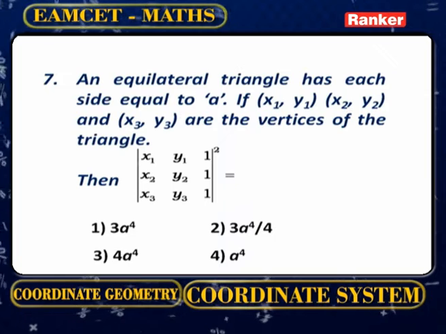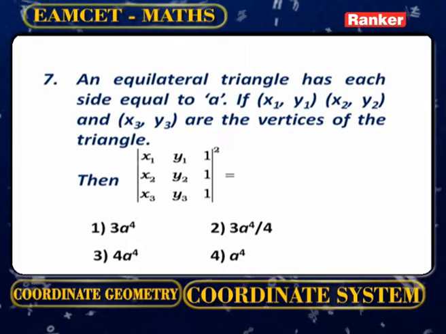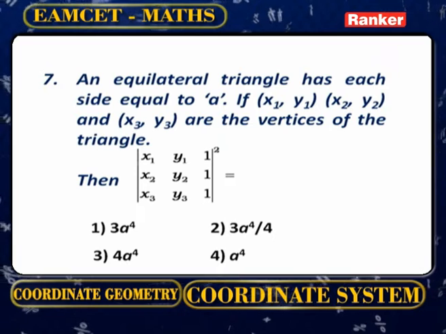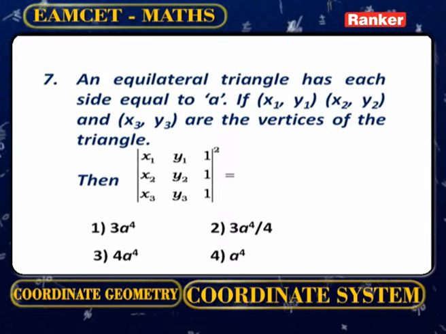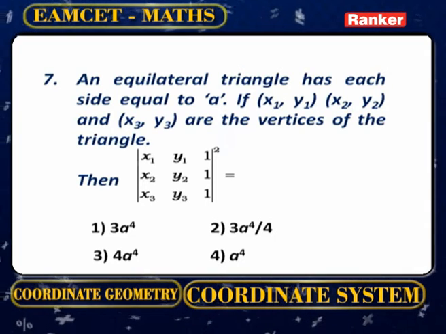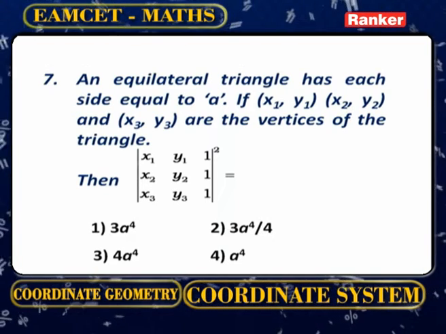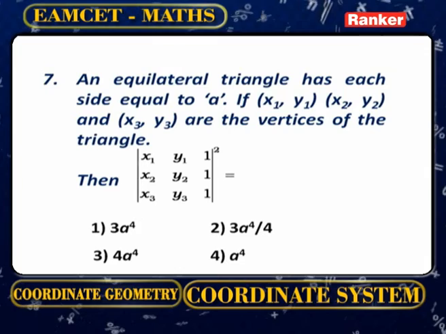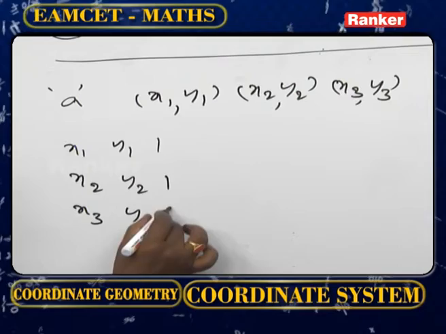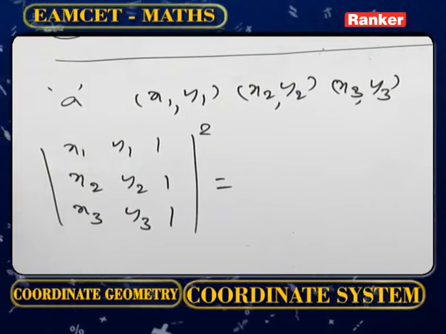An equilateral triangle has each side A. If (x1, y1), (x2, y2) and (x3, y3) are vertices of the triangle, then the required value of the determinant with rows x1 y1 1, x2 y2 1, x3 y3 1, whole square, in terms of A.